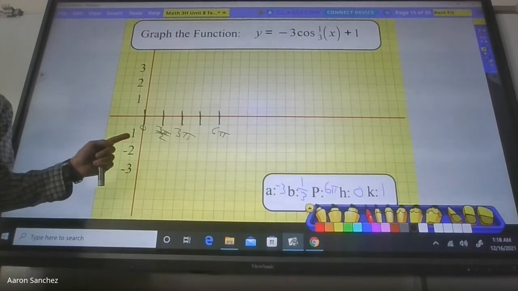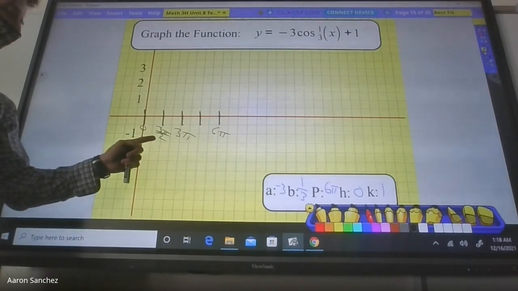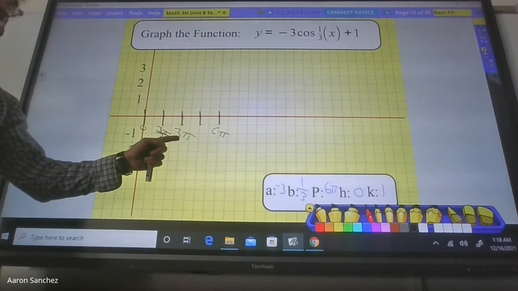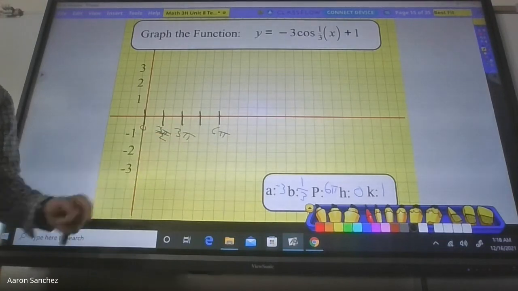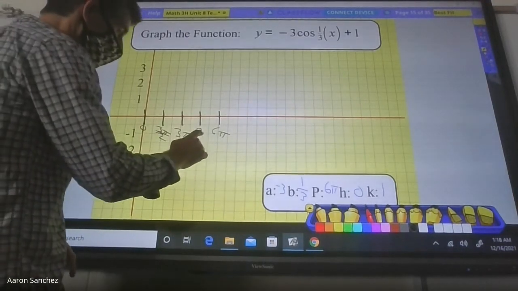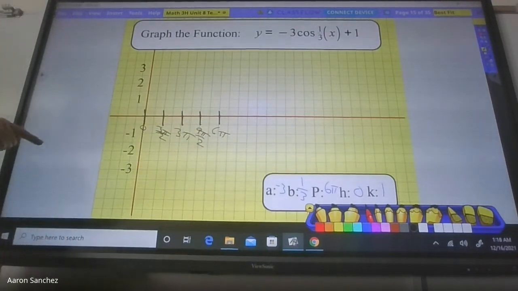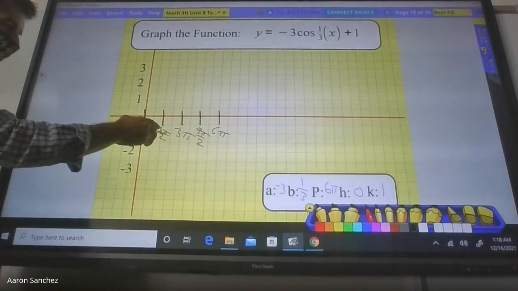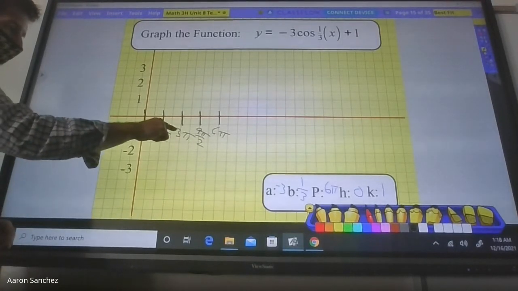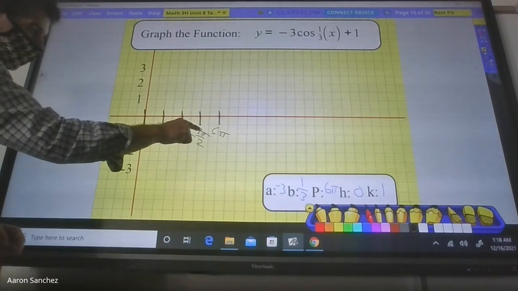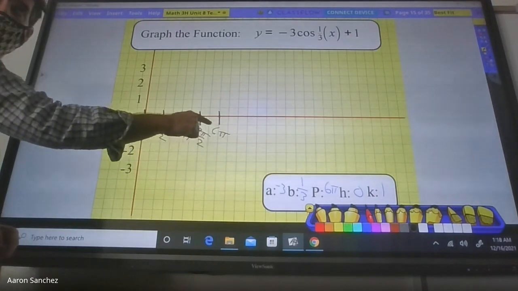We do our scaling. So this is 3 pi, 3 pi over 2. So we have to add 3 pi over 2 each time. So this is 6 pi over 2, 9 pi over 2. So we're adding 3 each time: 3 pi over 2, then 6 pi over 2, then 9 pi over 2, and then this would be 12 pi over 2, right?